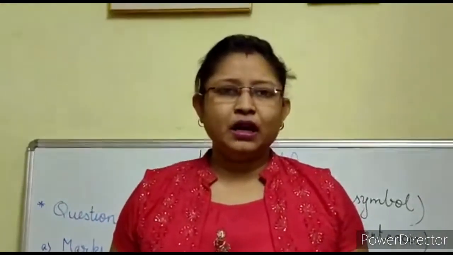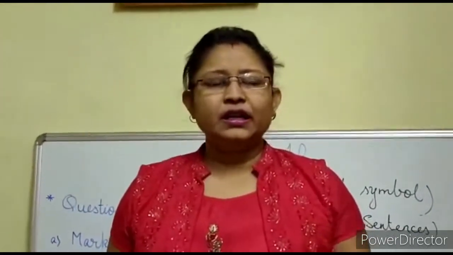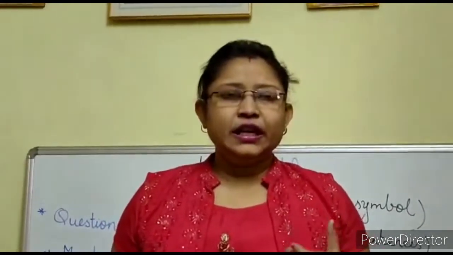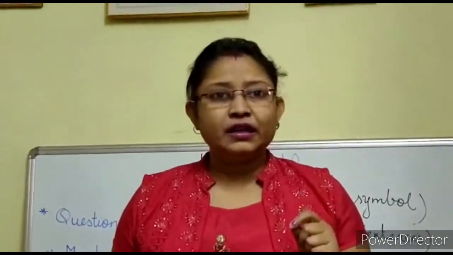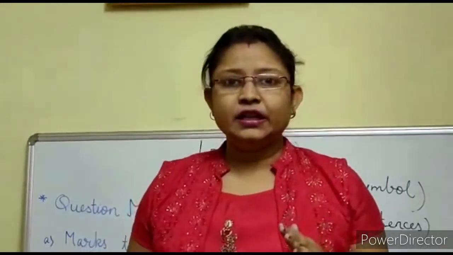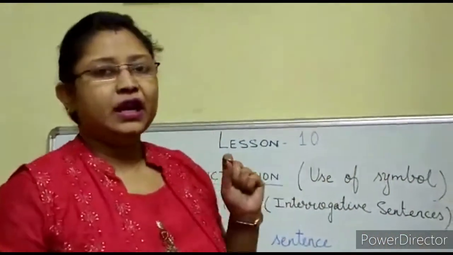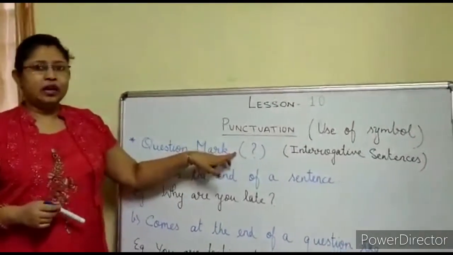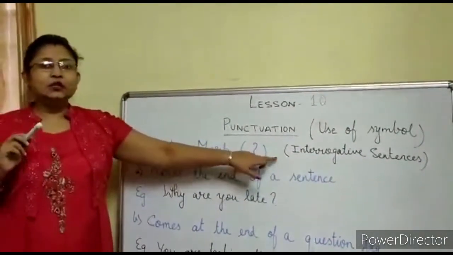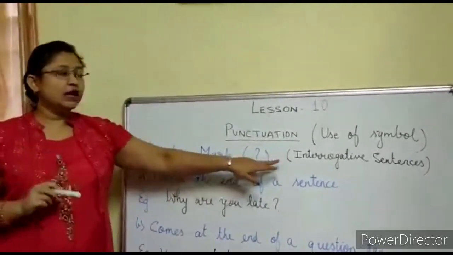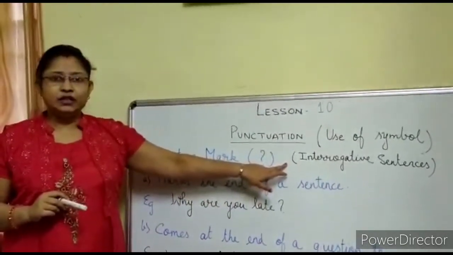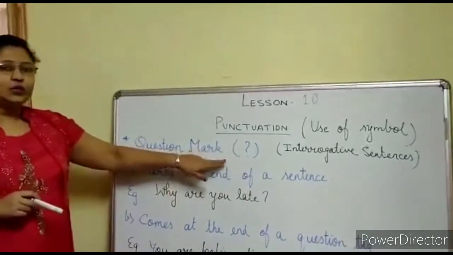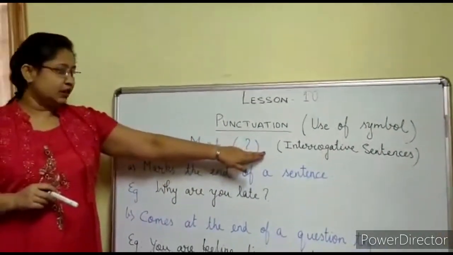The third punctuation mark is question mark, and it's very common, students. The statement which ends with a question mark is called as interrogative sentences. So that question mark is a punctuation mark. So now let us study the third punctuation mark. Have a look at the board now. Question mark, students, and this is the symbol, and you very well know this. The sentences which end with this symbol is called interrogative sentences.